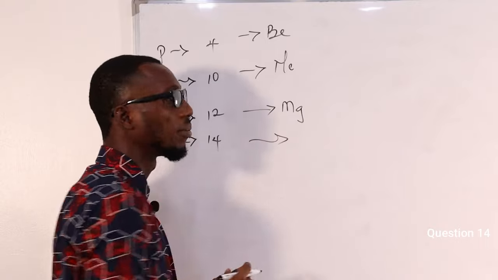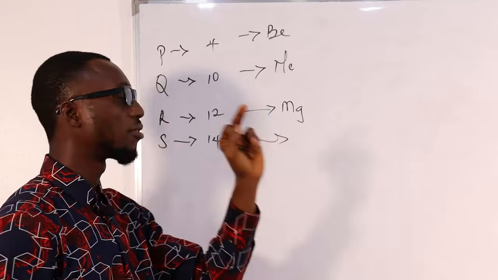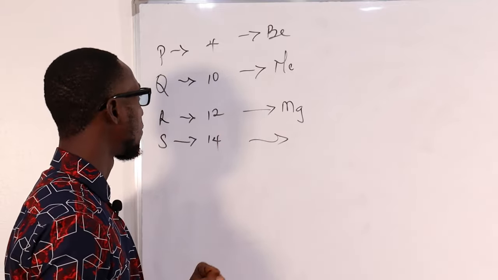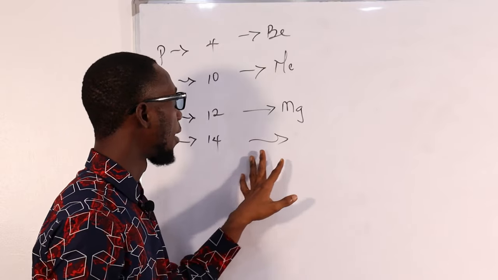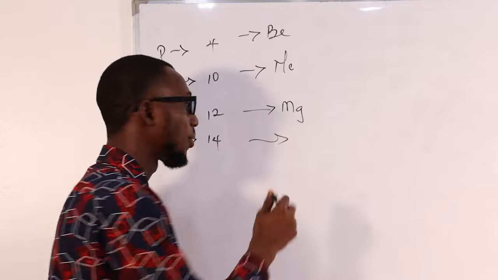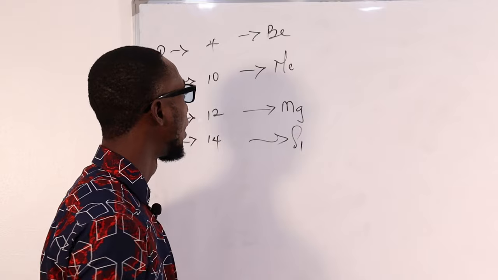Magnesium number 12, aluminium number 13. Okay, neon, sodium, magnesium, aluminium. All right. So then we have silicon. This is silicon. Then phosphorus, sulfur, chlorine, argon, potassium, and calcium.